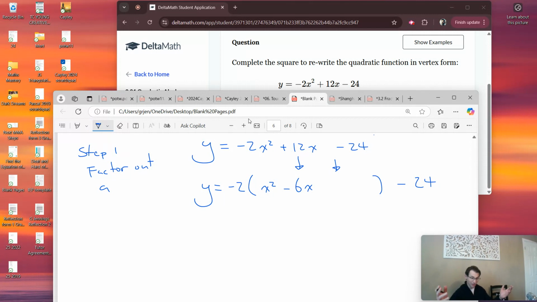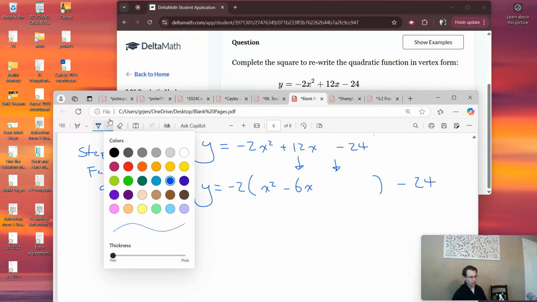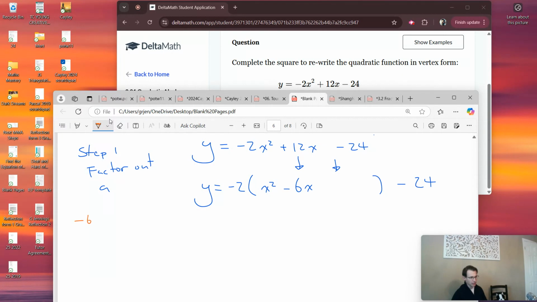Your calculator tells you if you're confused. So now we prepare our magic number. Our magic number is (-6 divided by 2) squared, which is the same thing as (-3) squared, which is 9. So we add 9 and subtract 9. Then we recognize that that, friends, is (x - 3)². We've created a perfect square trinomial by doing that.